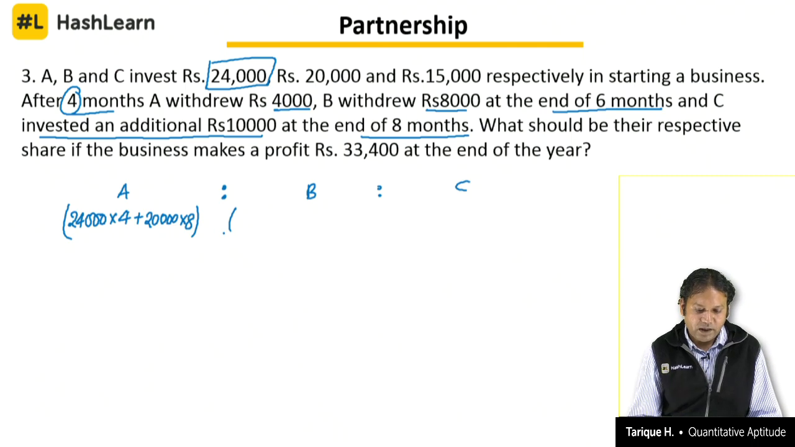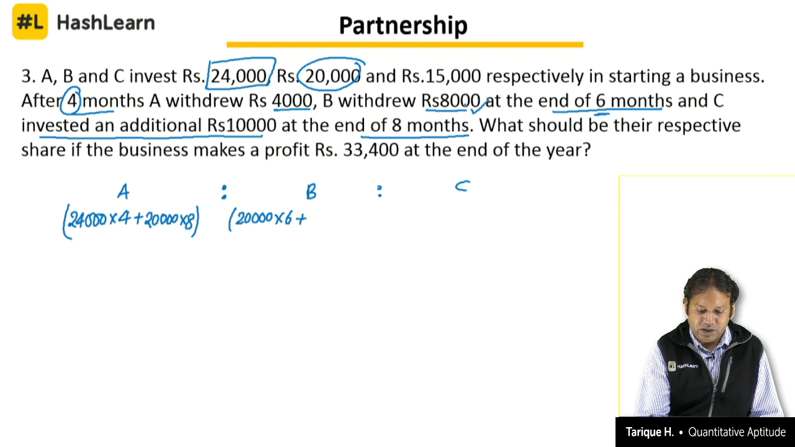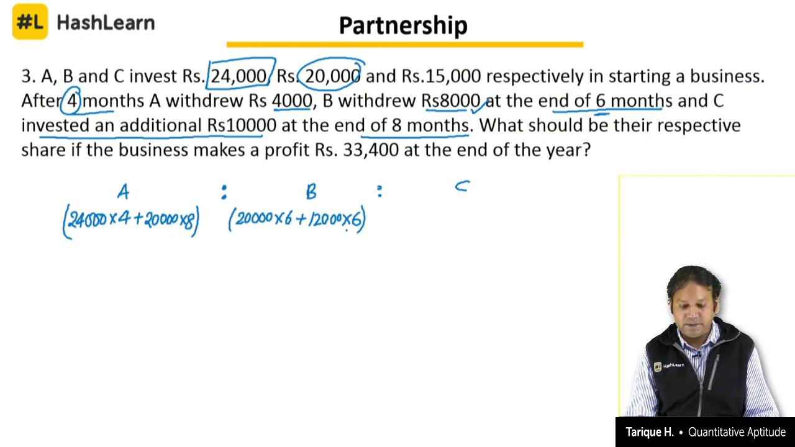Now for B, B's initial investment was 20,000. It remained the same for 6 months because at the end of 6 months he is taking out 8,000 rupees. So 20,000 into 6 plus, now when he took out 8,000 rupees, what was left? 12,000 for how many months? The remaining 6 months. So 12,000 into 6.